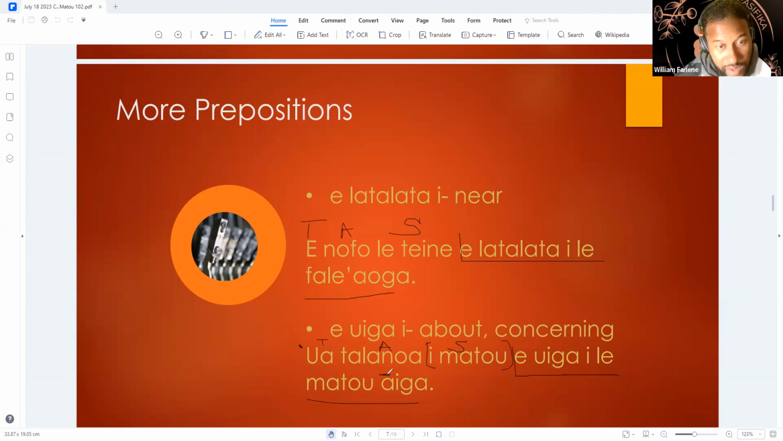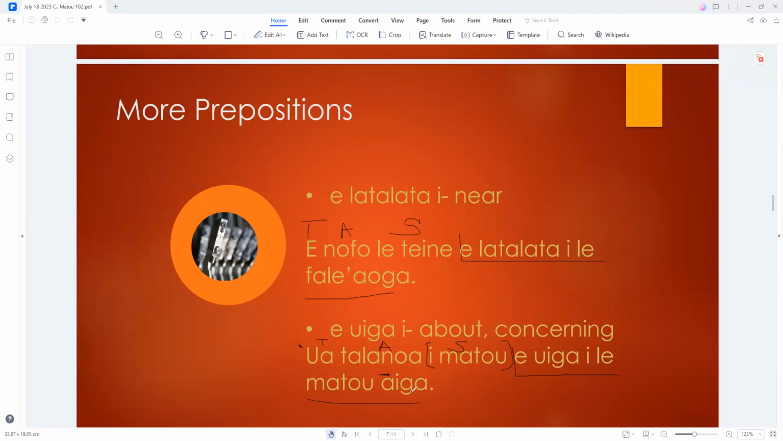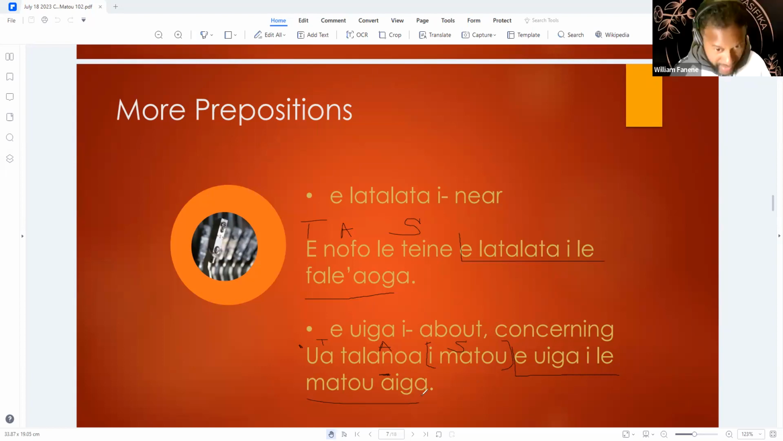So have spoken. Talanoa is like to have a conversation or to speak. So we have spoken, and then e winga e. E winga e is going to be about or concerning, and then le matoainga, le matoainga. So ua talanoa I mato, e winga I le matoainga. About our family. Yep, about our family. We have spoken about our family. Ua talanoa I mato, e winga I le matoainga.